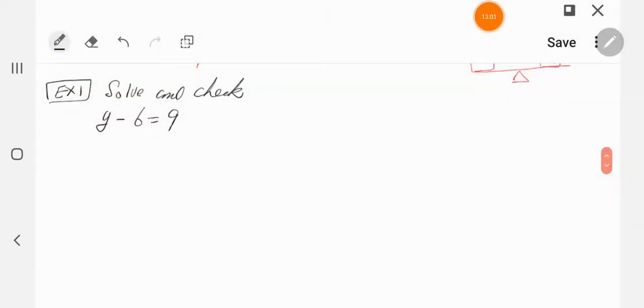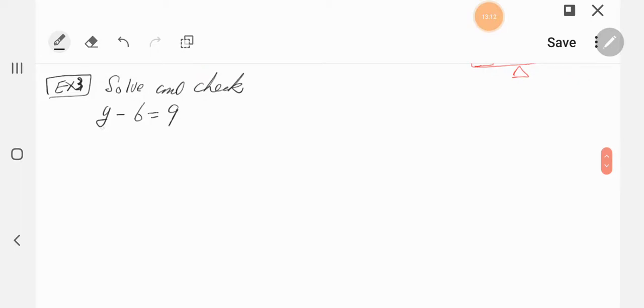All right, example 3. Exercise. Okay, solve and check this equation. Okay, let's solve the equation. In order to solve the equation, we have a y on the left-hand side, so get rid of this minus 6. How? The opposite of negative 6 is positive 6. So we will add 6 to each side of the equation.